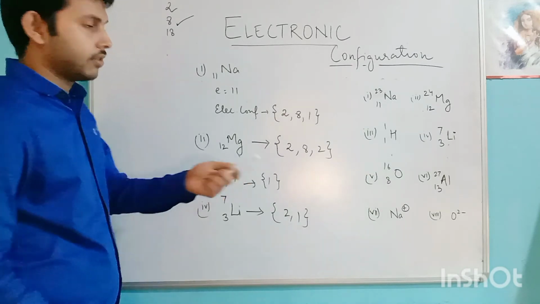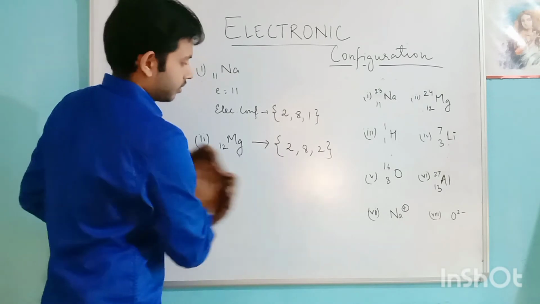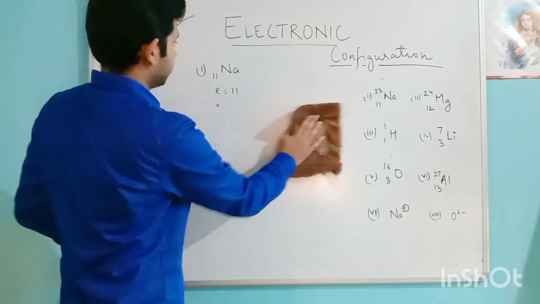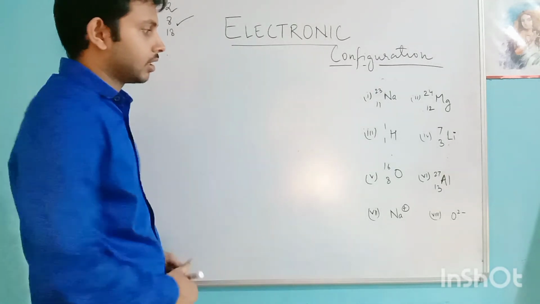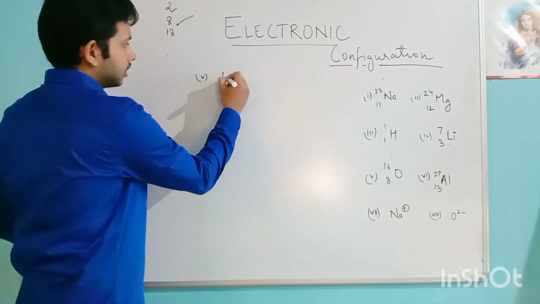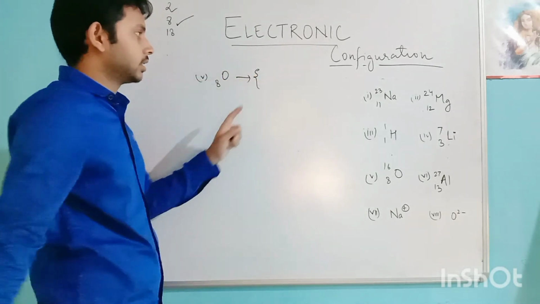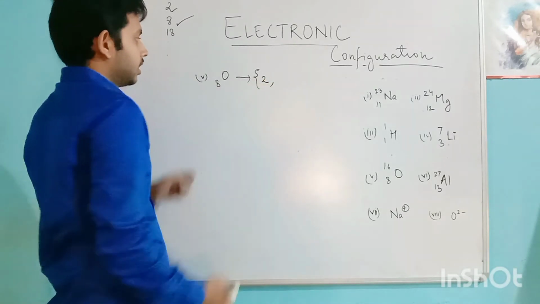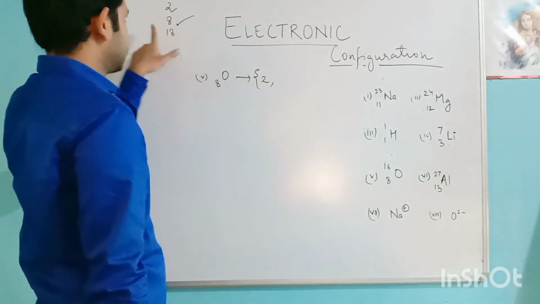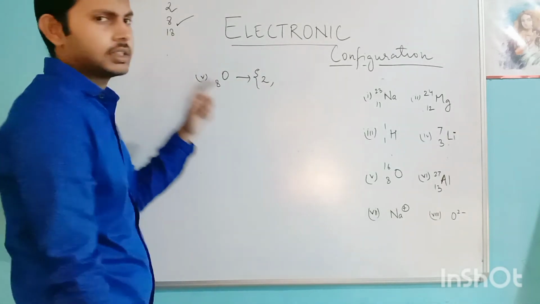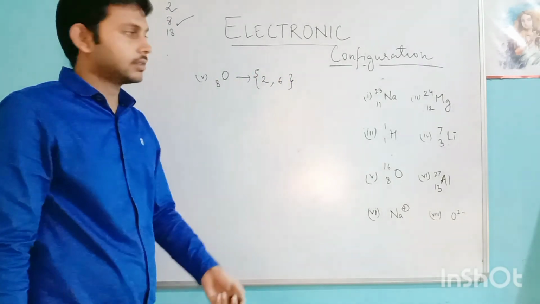I am erasing for the next questions. So next question is number 5, which is oxygen. There are 8 electrons. So in first cell how many electrons? 2 electrons. How many electrons are left? 6. 6 plus 2 is 8. And in second cell there can be a maximum of 8. So it will accommodate 6 electrons. You can write 2, 6.